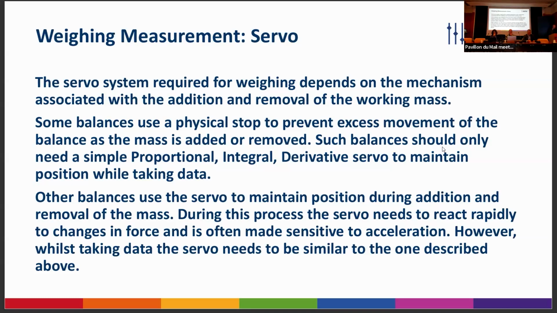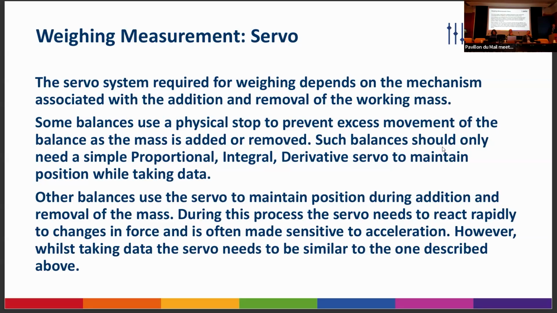So I'll go a little bit into the weighing servo system, and describe some of the systems. The servo required for weighing depends on the mechanism you use for addition and removal of the working mass, because a number of balances use a physical stop, and so effectively you can use an ordinary PID servo because you don't have to act very quickly.